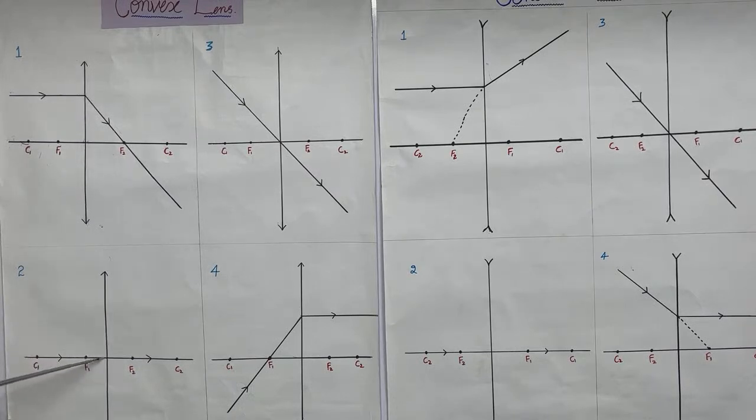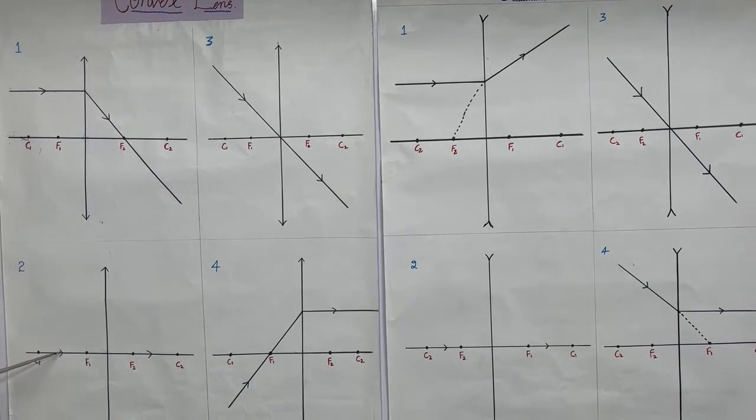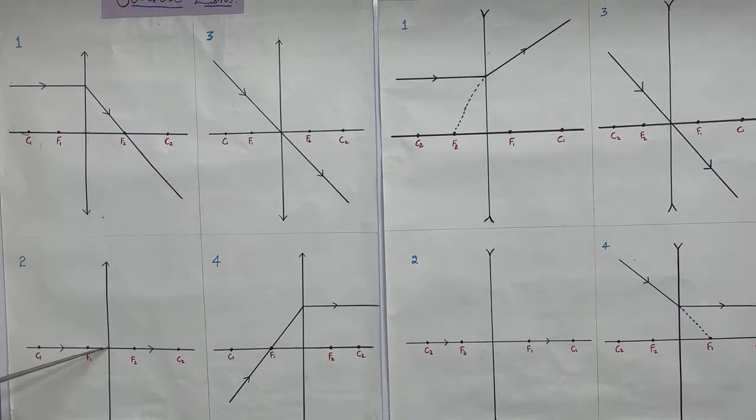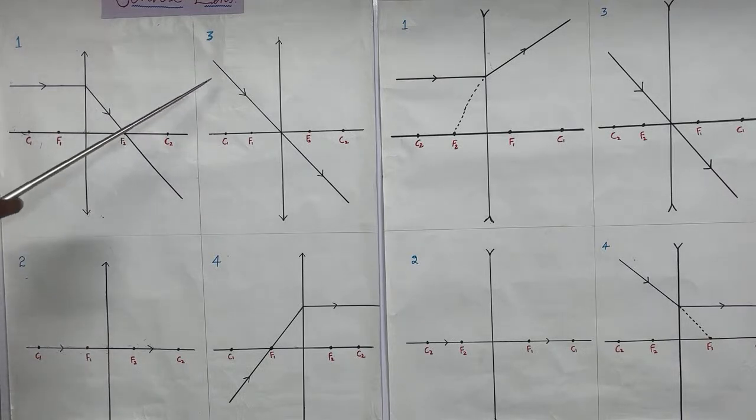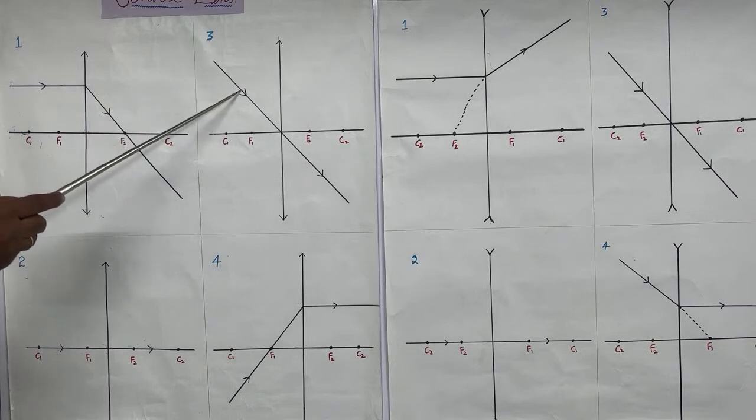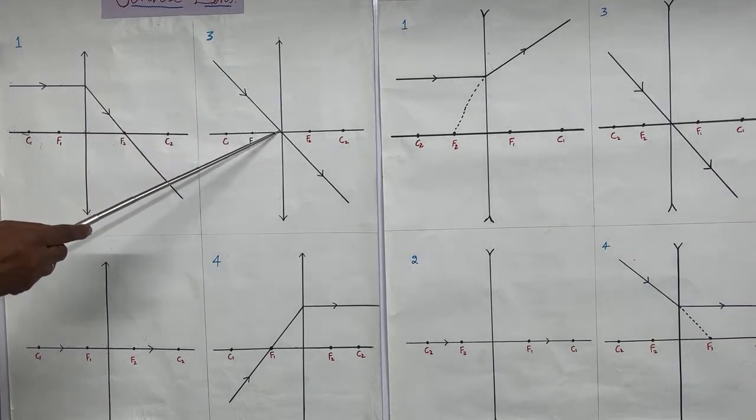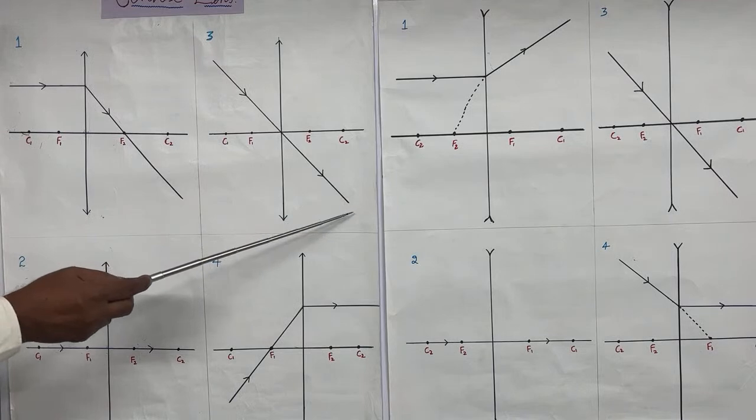Now comes the point of rule 2. Here you may get confused. Here the incident ray is following the principal axis. Whenever the incident ray is exactly following the principal axis, the refracted ray will go undeviatedly along the principal axis. So there is no deviation in this case in rule number 2. And rule number 3, the incident ray is passing through the optic center. If it is passing through the optic center, that ray also goes forward undeviatedly.